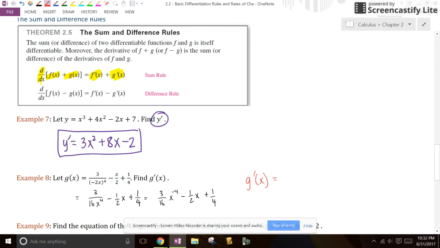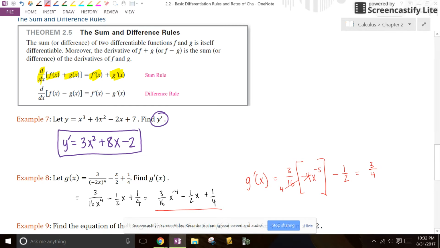G prime would be, just looking at this now, right? I would say it's 3/16, and then I'm going to take the derivative of x to the -4, so -4x to the -5th. All right, and then the derivative of the next one is minus 1/2, now x to the 0, and then the 1/4, that's gone. So there's my derivative. I can clean this up a little bit. Let's see, 4 goes into 16. That's going to go in 4 times. So that is going to be 3/4.